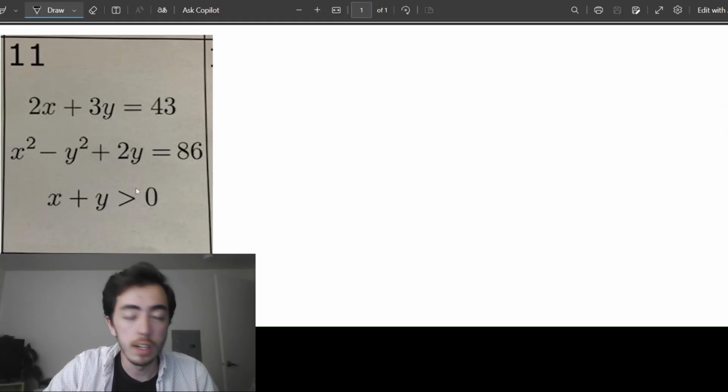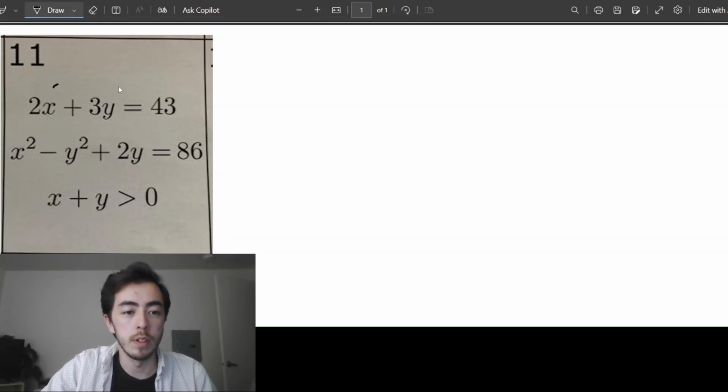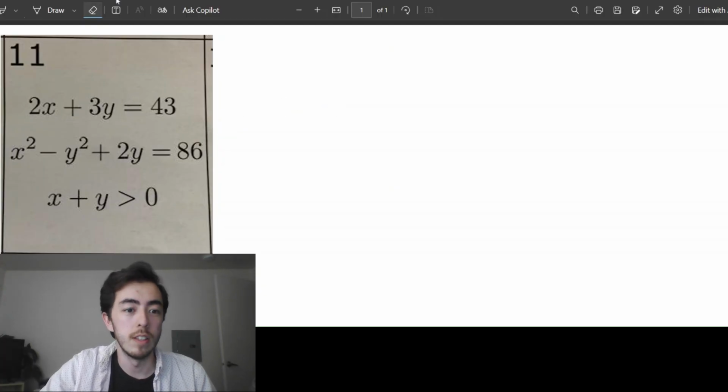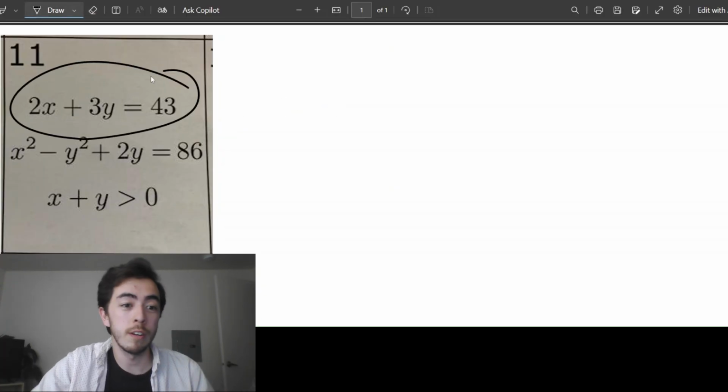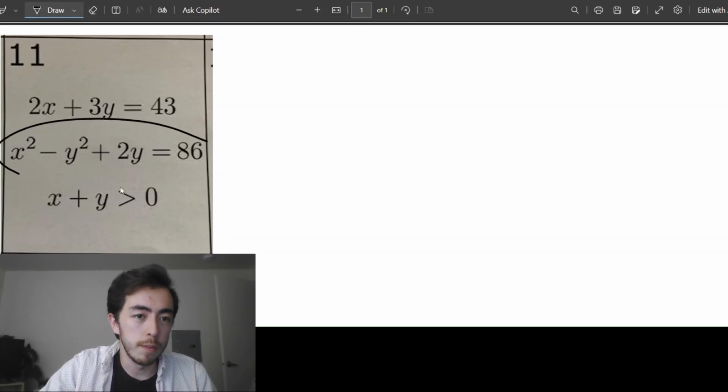Okay, we have a system of equations. This one is a linear equation on top. I can tell because there are no exponents or anything like that. And we could do some algebra steps and isolate just the y, and we'd get something like y equals mx plus b, the familiar equation for lines. This is also in standard form for linear equations. Anyways, definitely a line.